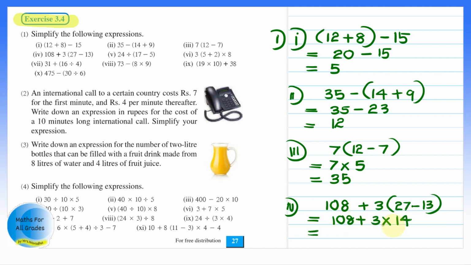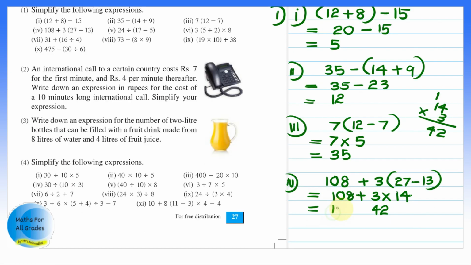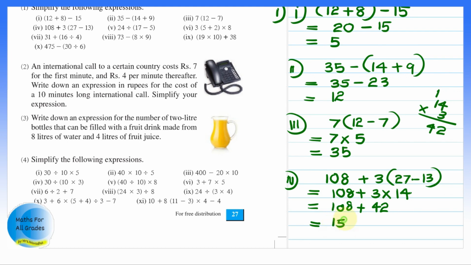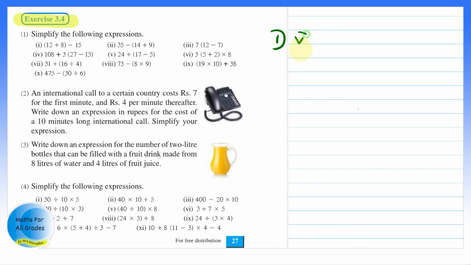Here you got addition and multiplication. Let's do the multiplication first. 3 times 14. 3 times 4 equals 12. 1 carried over, 3 times 1, 3. 1 more, 4. So you got 42 here. 108 plus 42 is 150. Problem number 5. 24 divided by, open a bracket, 17 minus 5.